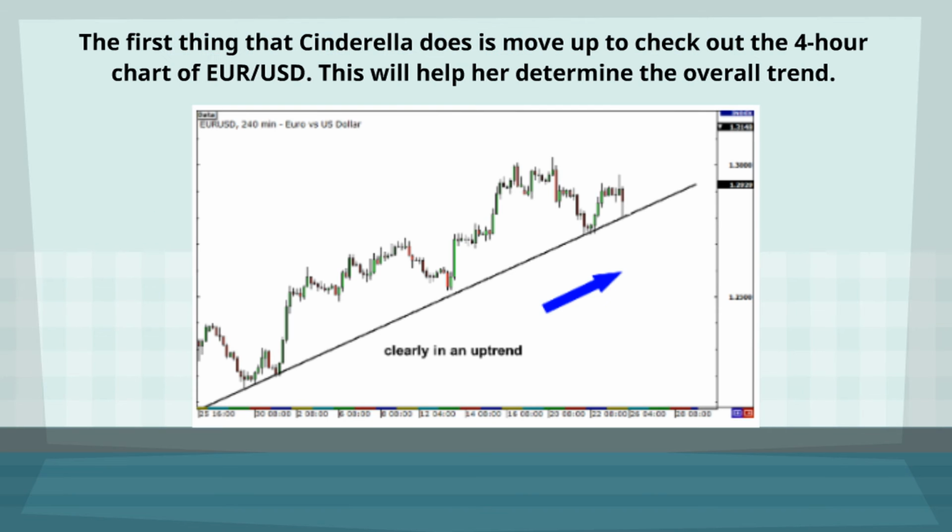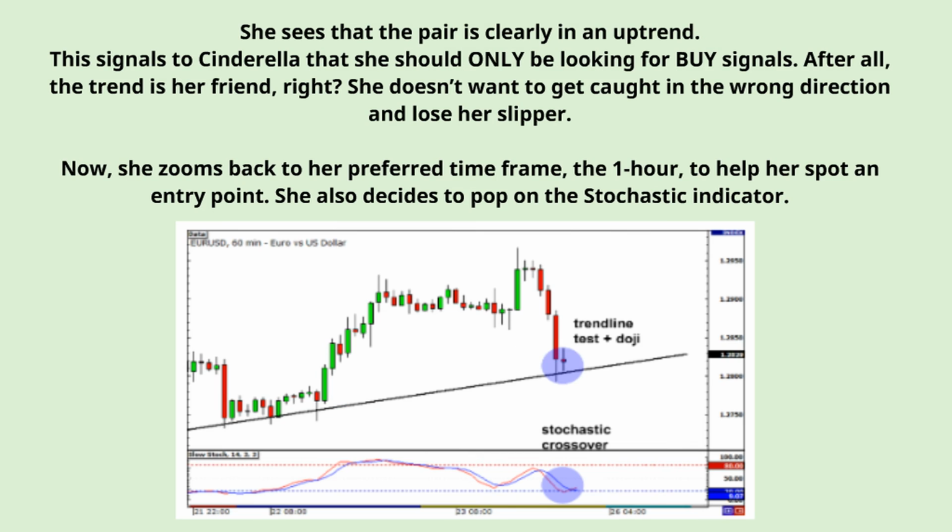The first thing that Cinderella does is move up to check out the 4-hour chart of euro to US dollar. This will help her determine the overall trend. She sees that the pair is clearly in an uptrend. This signals to Cinderella that she should only be looking for buy signals. After all, the trend is her friend, right? She doesn't want to get caught in the wrong direction and lose her slipper.